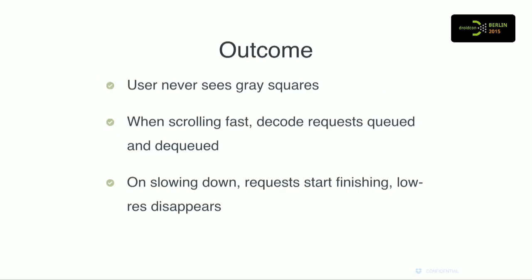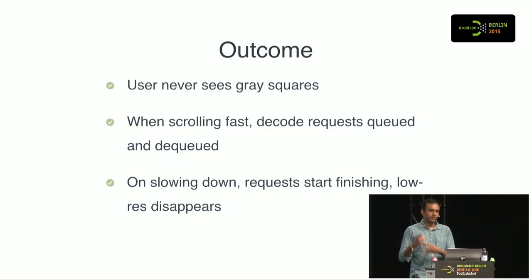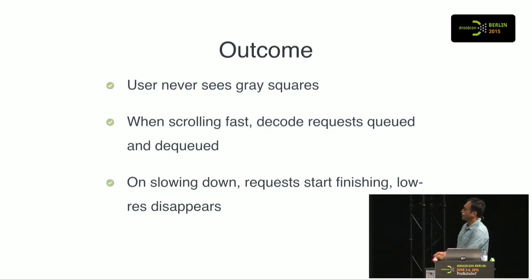And so the outcome is that the user never sees any gray squares. When you're scrolling fast, the decode requests are queued and then dequeued off of the background thread, and we don't do any wasted work loading the big thumbnails. And when the user starts slowing down, the background queued bitmap decodes start finishing, and then we swap them in once they're completed to replace the 75-pixel thumbnails.